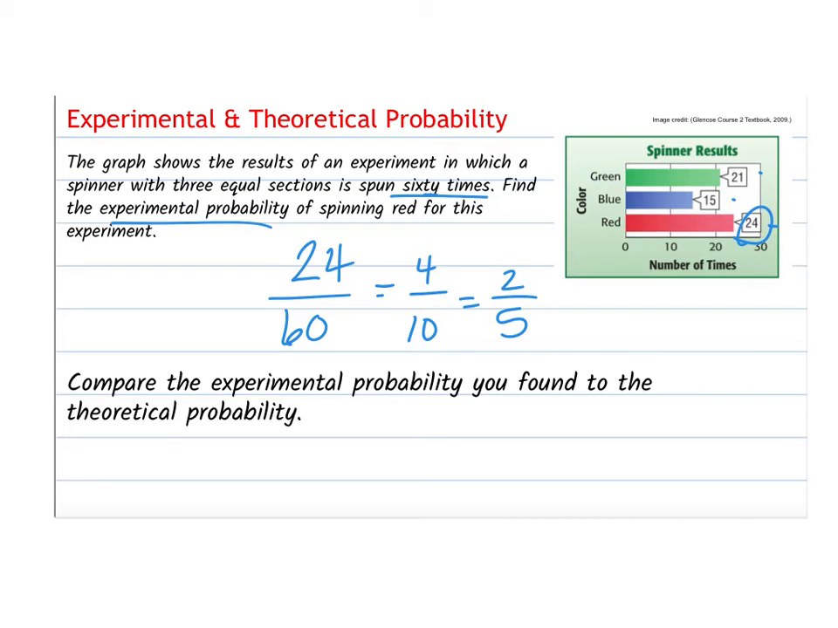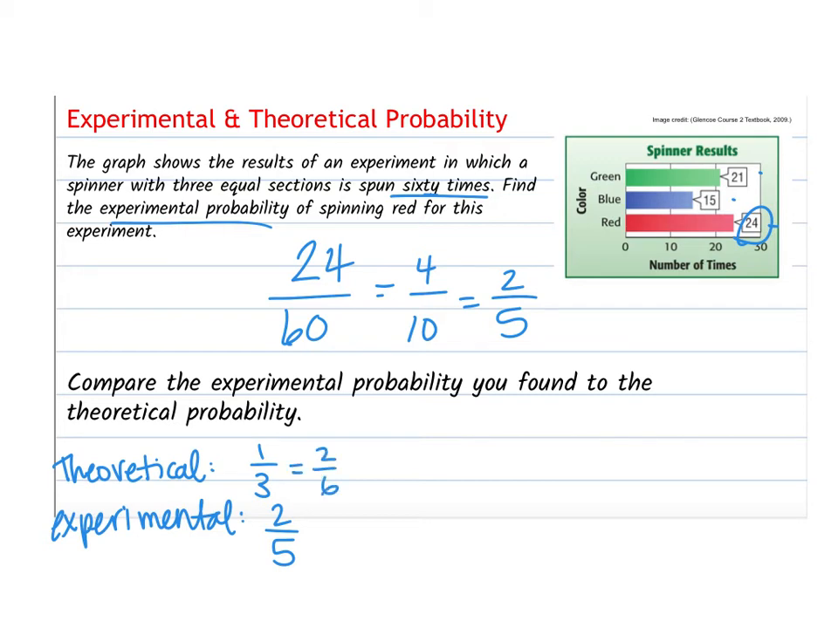Next part, compare the experimental probability you found to the theoretical probability. Okay, well, theoretically, there's 3 outcomes, one of them being red. So the theoretical probability would be 1/3. And we got the experimental was 2/5. So we are trying to compare these fractions. This is equal to 2/6, and 2/5 and 2/6 are pretty close.